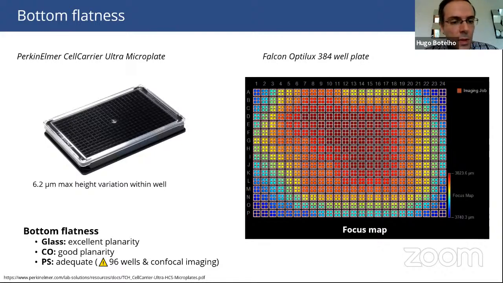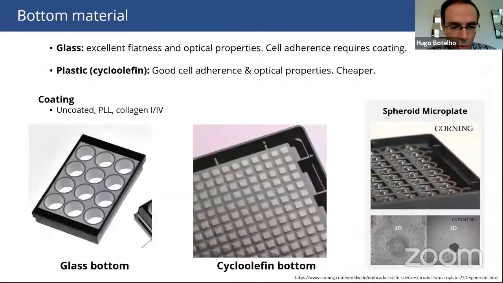I talked about flatness a moment ago. If you use a glass bottom plate, you can see that the bottom of this plate is actually a cover slip, which is really large, covering the whole area of the plate. So this should make the bottom really flat. But if you look carefully at this cyclo-olefin bottom plate, you can see that it may not be as flat as the glass counterpart.